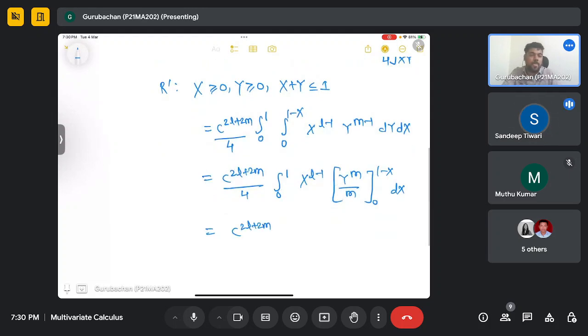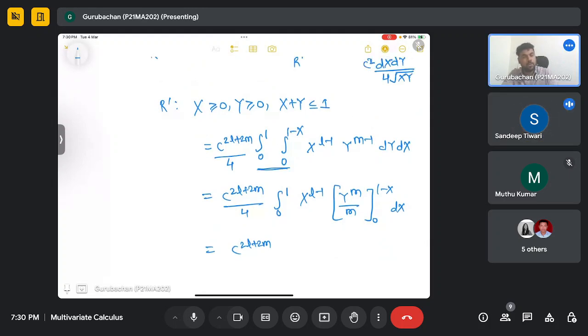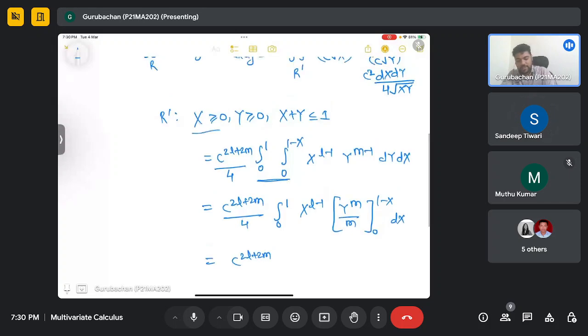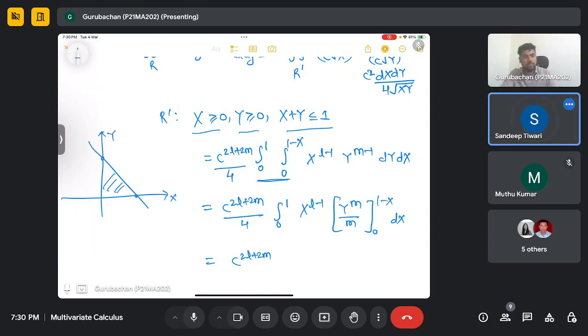Yes, please. The limit of integration is not clear. Which limit? This one. Yes, sir. Okay. The new region is X greater than 0, Y greater than 0, and X plus Y less than or equal to 1. So this will be like this region. Okay, sir, got it.